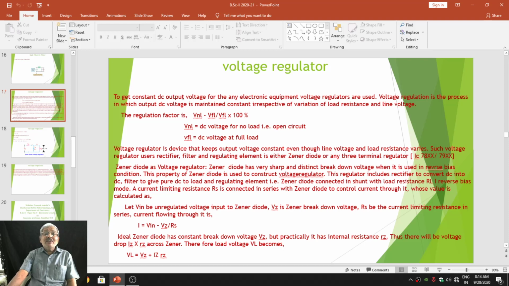To get the constant DC output voltage for any electronic equipment, voltage regulators are used. Voltage regulation is the process in which the output DC voltage is maintained constant irrespective of variation of load resistance and also the line voltage.